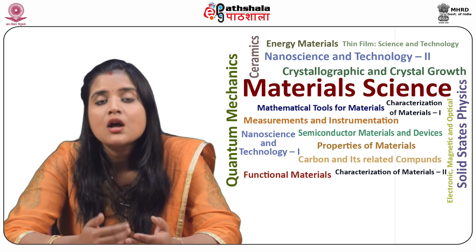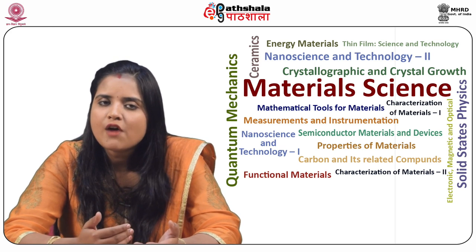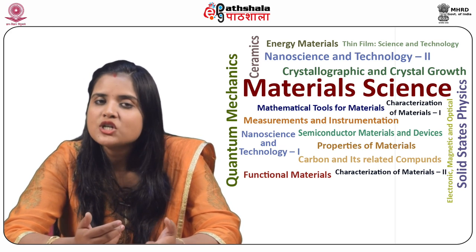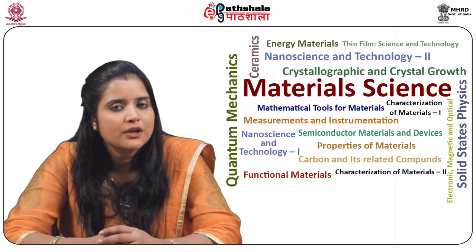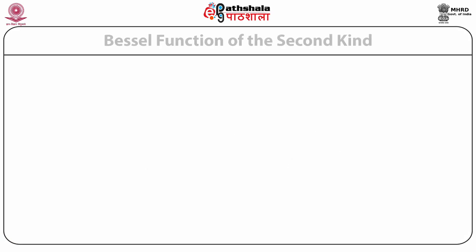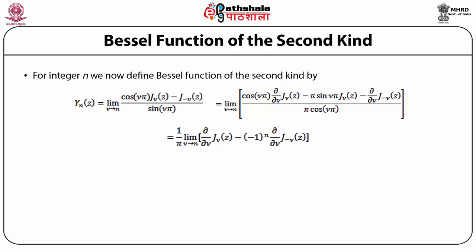It is sometimes called the Weber function or the Neumann function and denoted by capital N ν of z. When ν is an integer, this takes the indeterminate form 0 by 0. For integer n, we now define the Bessel function of the second kind of order n by the limiting process: Y_n of z is equal to the limit where ν tends to n of [cos(νπ) J_ν of z minus J_{-ν} of z] divided by sin(νπ).